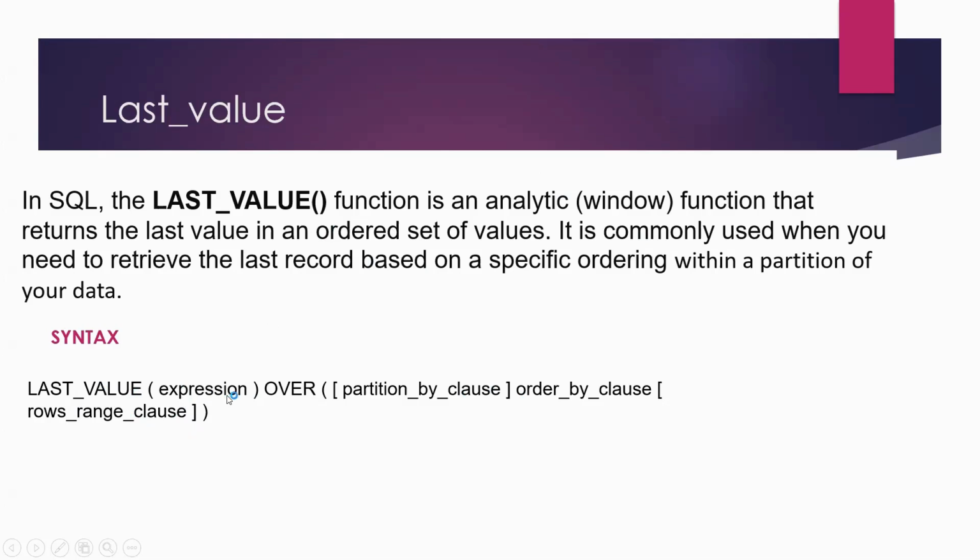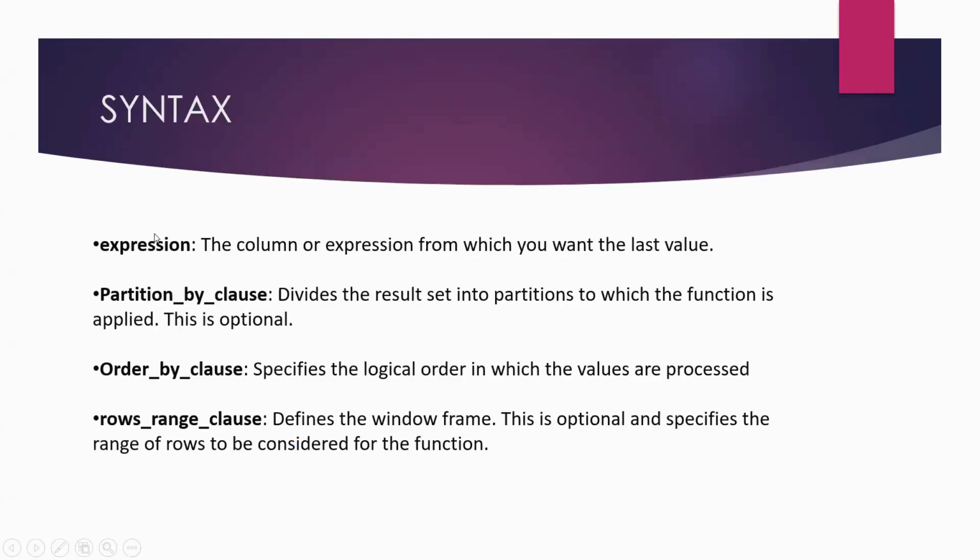What does the expression mean? Partition by clause you already know. Order by clause is for sorting the data, and rows and range. There is a minor difference between rows and range clause that we are going to learn when we do practical sums. Let's learn some terms about the syntax of the last value window function. Expression means the column or expression from which you want the last value. Partition by clause divides the result set into partitions to which the function is applied. This is optional. I already told you this partition by clause is optional.